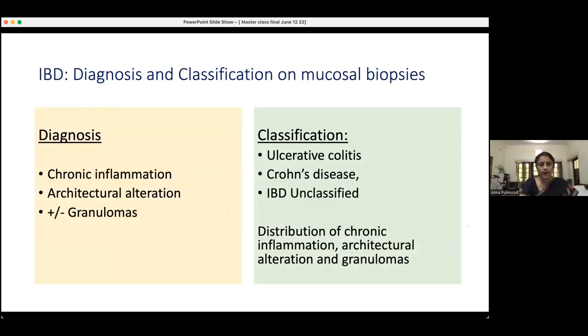And the diagnosis of IBD is based on chronic inflammation, architectural alteration, plus minus granulomas. So without these features, without significant chronic inflammation, significant architectural alteration, we do not usually diagnose IBD. The classification of IBD is based on where these changes are found. So ulcerative colitis, Crohn's disease, and when you can't make out the two, IBD unclassified, are diagnosed based on the distribution of chronic inflammation, architectural alteration, and the granulomas.